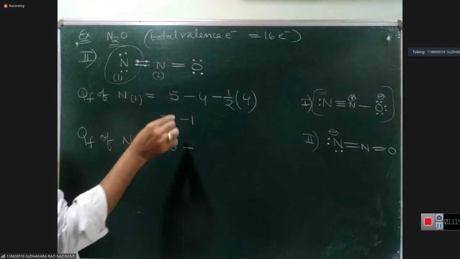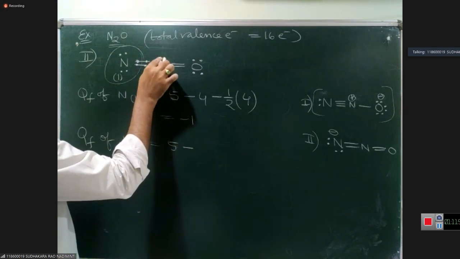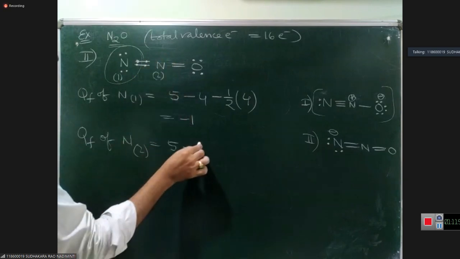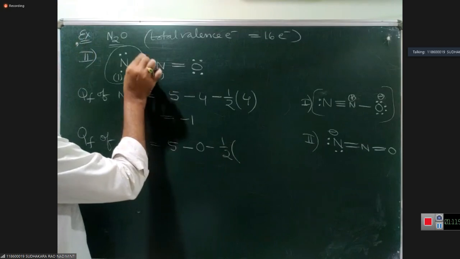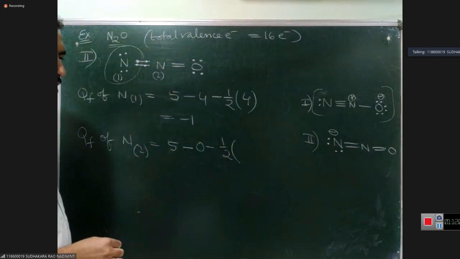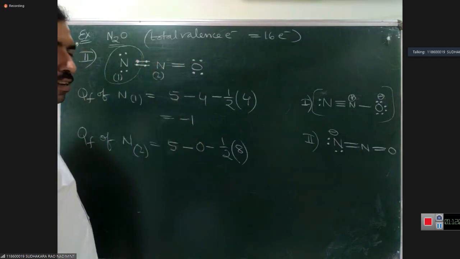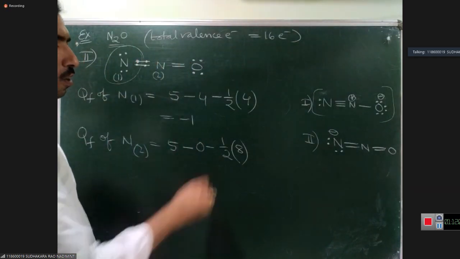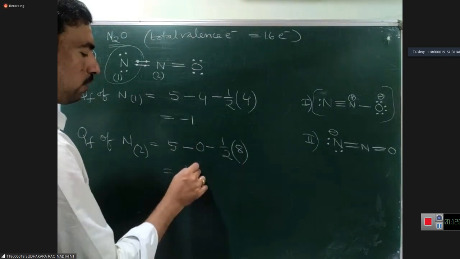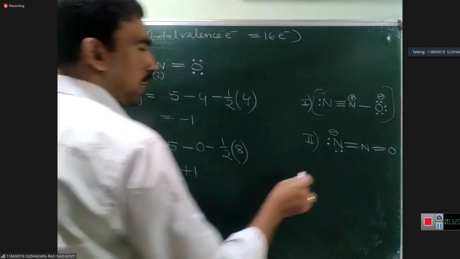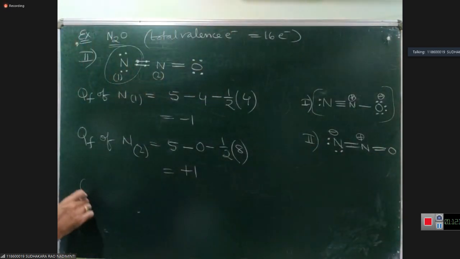Now the formal charge of the second nitrogen: in free state 5 electrons, number of electrons as a lone pair assigned to it, no lone pairs are assigned. So lone pairs is 0, minus half into 1, 2, 3, 4, four twos are 8 electrons, total bond pair electrons 8, half of that is 4. So 5 minus 4, that is +1. So the middle nitrogen, second nitrogen carries +1 charge.